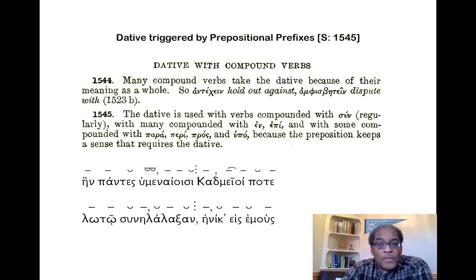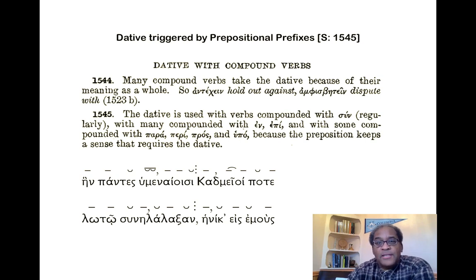So here again, "hen pantes hymenaioi se Kadmeoi pote lotoi sunelalaxan henike semus domus." And so Bond tells us in his commentary, and other commentaries tell us, that lotoi is being triggered by the sun in sunelalaxan. I'm not sure if it can reach all the way back and be the reason for the hymenaioi se as well, but I've at least tried to account for that through the instrumental dative.